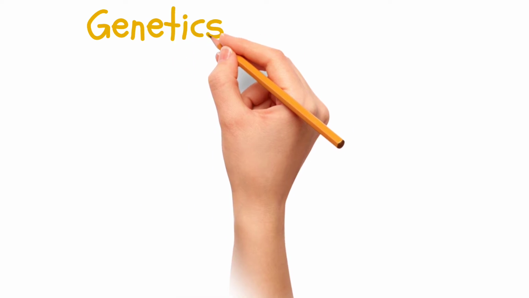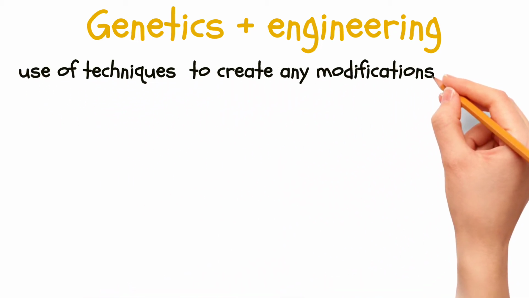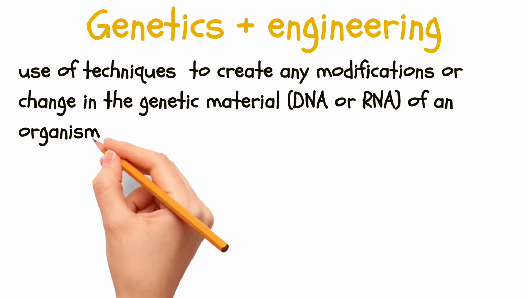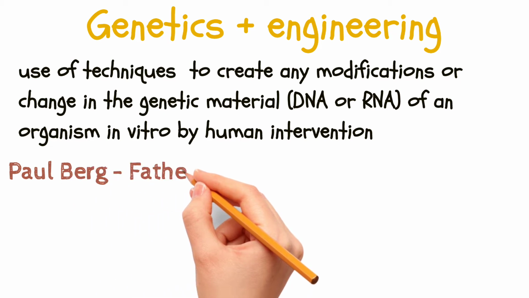As the name suggests, genetics plus engineering makes genetic engineering. In simple words, it is the use of techniques to create any kind of modification or change in the genetic material, that is DNA or RNA, of an organism in vitro by human intervention. That is, creating any modification in the genotype which will change the phenotype of the organism.